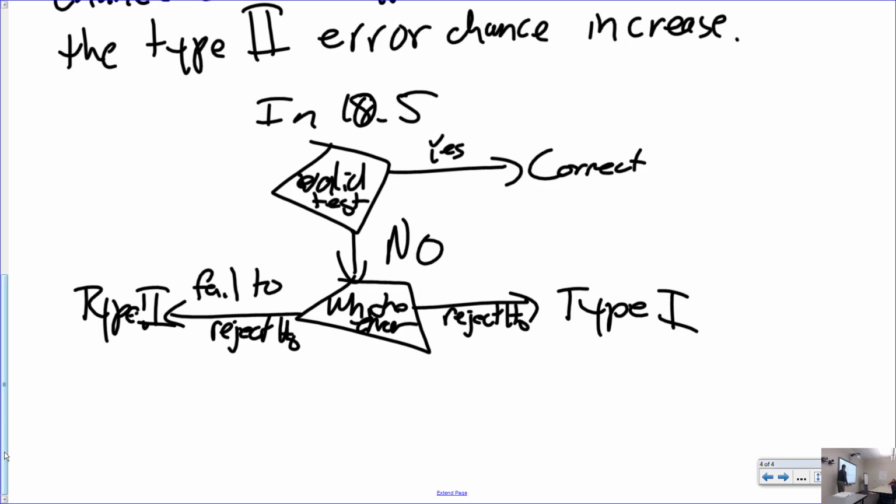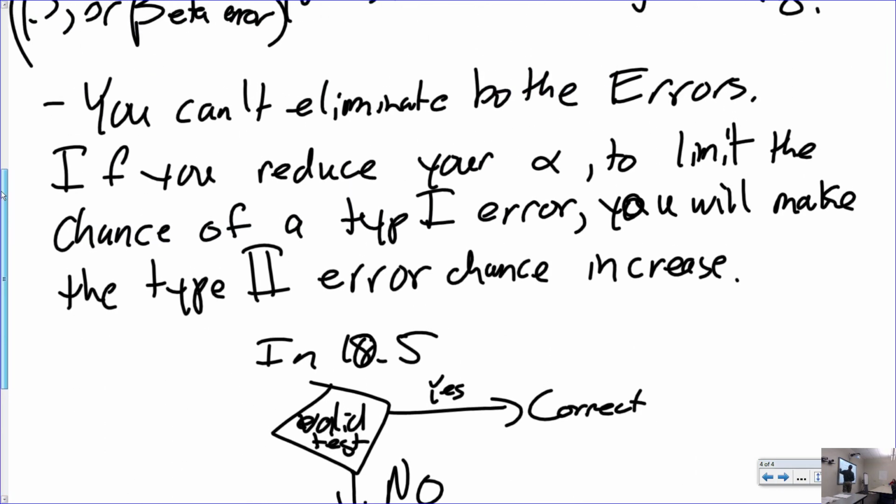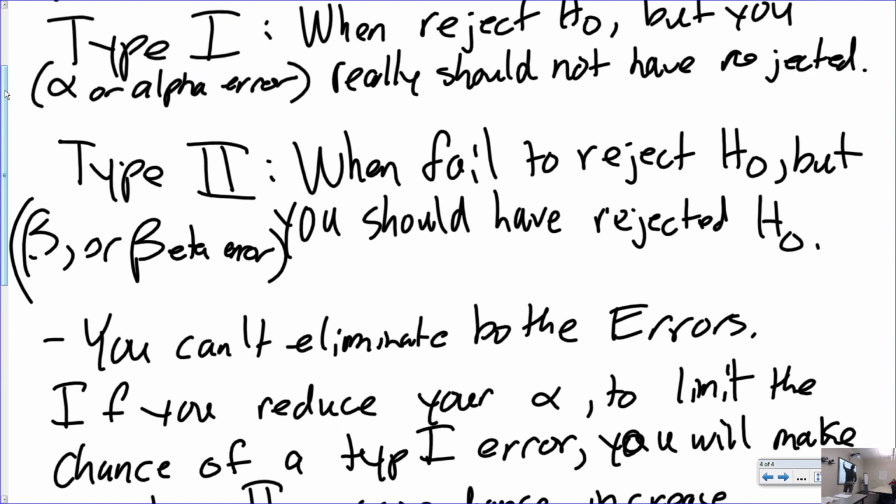So, it's sort of not my best drawing of Venn diagrams, trying to draw it in a scribble really fast. So that was just sort of a little break inside of the flow of doing testing to point out what can happen while you're doing testing, right? The two types of errors that you can make, type 1 or type 2.